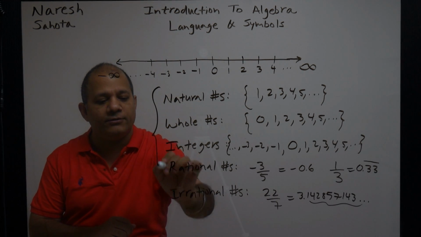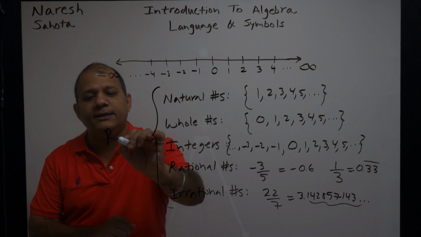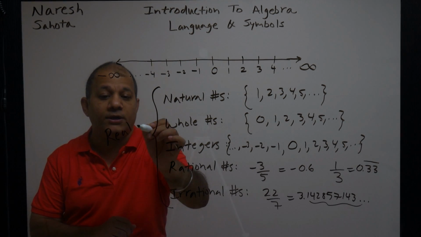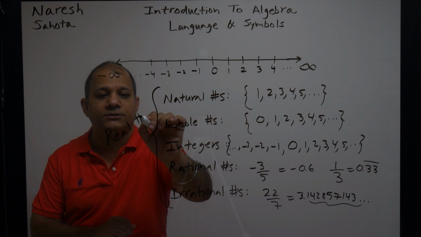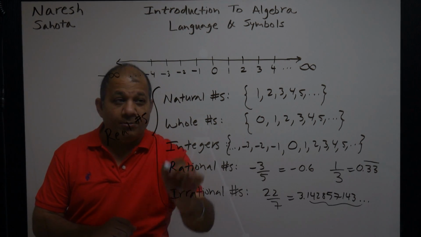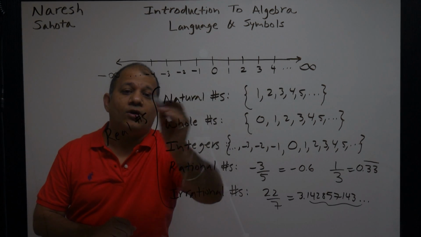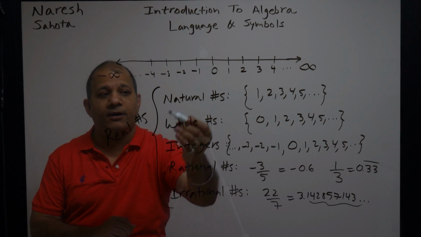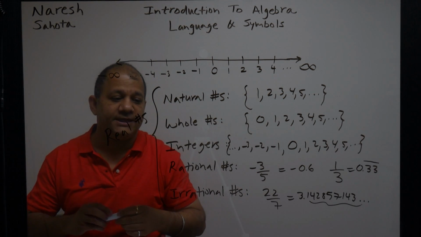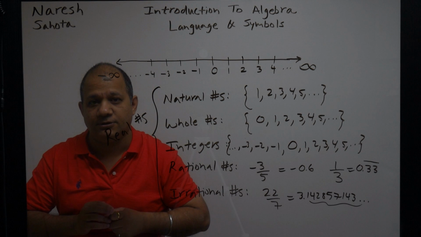If I combine all of these, then these are what we call the real numbers. So the number line up here represents all the real numbers, which are made up of natural numbers, whole numbers, integers, rationals, and irrational numbers.